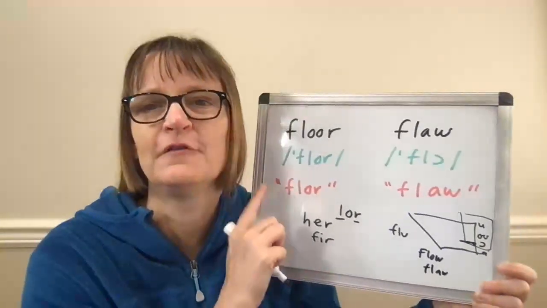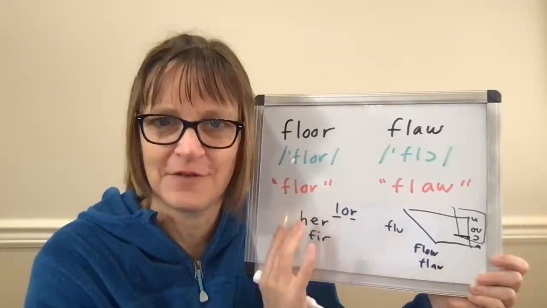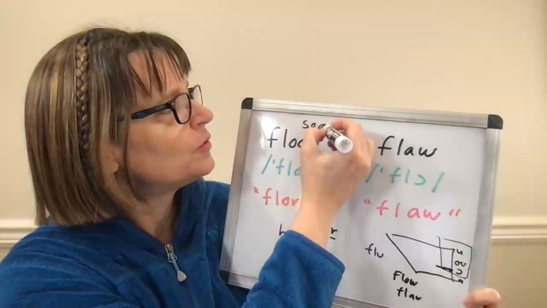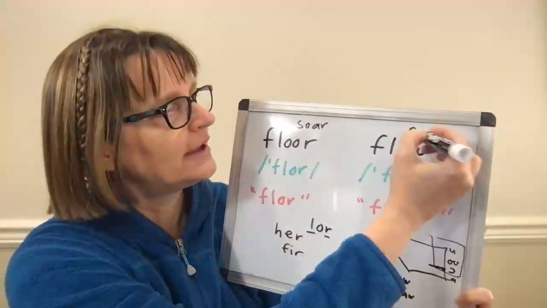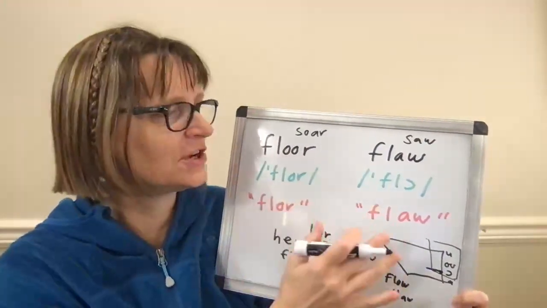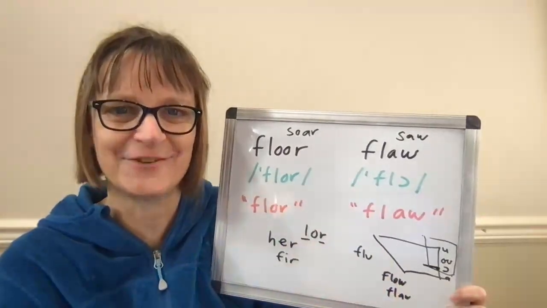So again, floor and flaw, different from each other because of the vowel sound at the end. You can also try some other words like soar and saw. Make sure that you're able to make that distinction across all of the different pairs of words that have an or versus an ah sound.